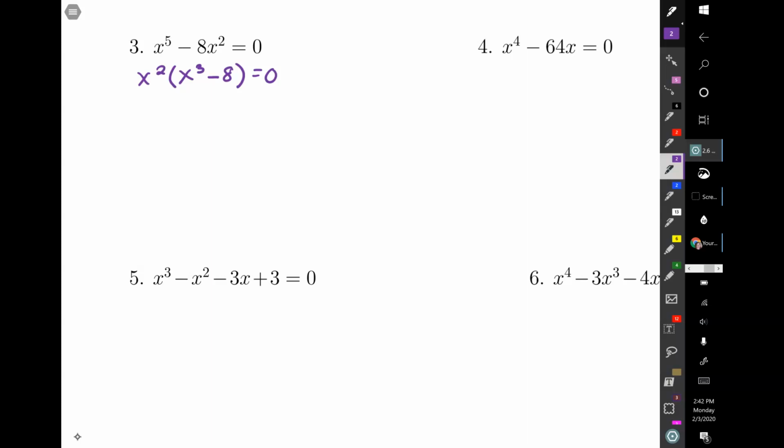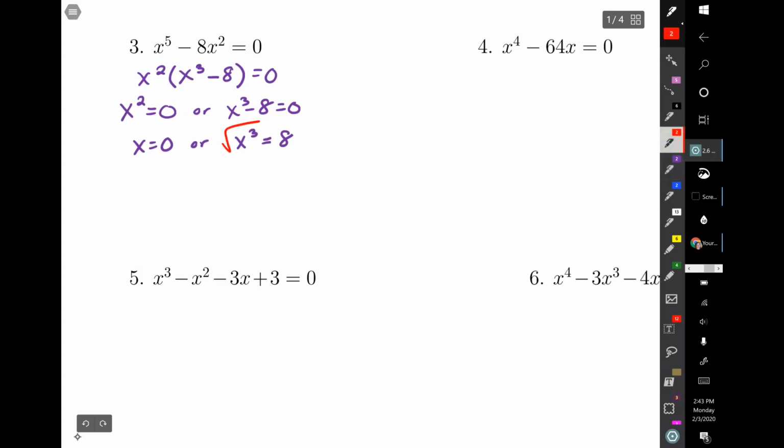So set each factor equal to 0, x squared equals 0, or I would have x cubed minus 8 equals 0. Now x squared equals 0, I just take the square root of both sides and I just obviously get 0. Now this difference of two cubes here, I can go x cubed minus 8, subtract the 8 from both sides, I get x cubed equals 8. And then I can take the cube root of both sides, and I would get 2 for my answer.